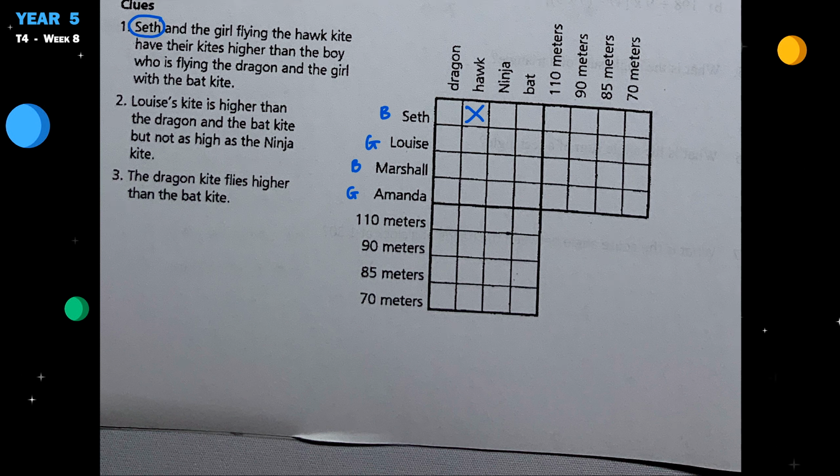Okay, and so it says the boy who is flying the dragon kite. That means the other boy who's flying the dragon kite must be Marshall. So for dragon kite, we put a tick for Marshall. If you put a tick there, you can put a cross in all of the vertical and all the horizontal that it's attached to.